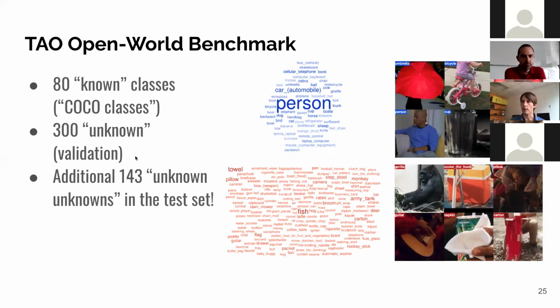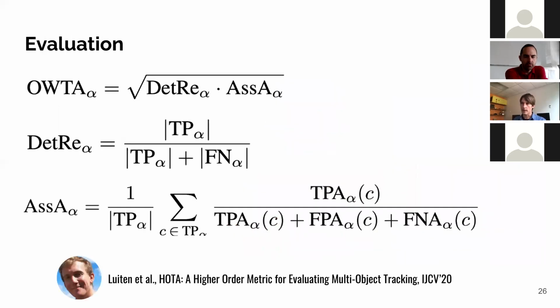So 300 of these unknown classes are present in the validation set, and then we have an additional 143 classes that will only appear in the test set. Those classes we call unknown unknowns. And we think that they are quite a reasonable proxy for the wide range of objects that could appear in the real world. Okay, so this is the dataset that we use to evaluate, and the splits.